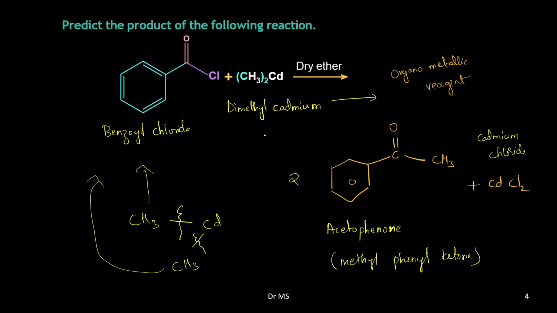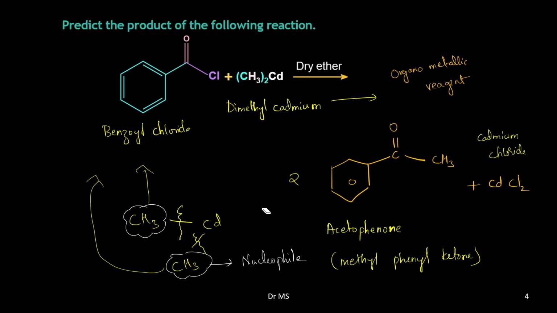This reaction will happen through the nucleophilic addition reaction. Yesterday we saw what a nucleophilic addition reaction is. The nucleophile will be added. So what happens here? Whatever the methyl group is there in the dimethyl cadmium, this methyl group will act like a nucleophile. And this nucleophile adds to the benzoyl chloride and removes this chlorine. So that's why it is called the nucleophilic addition reaction.